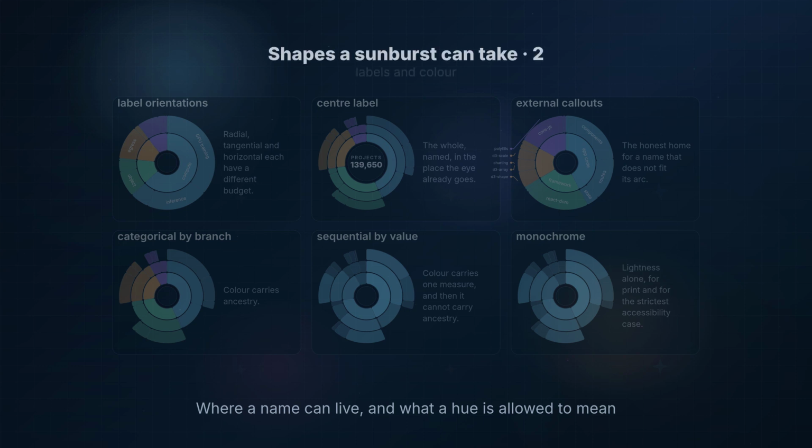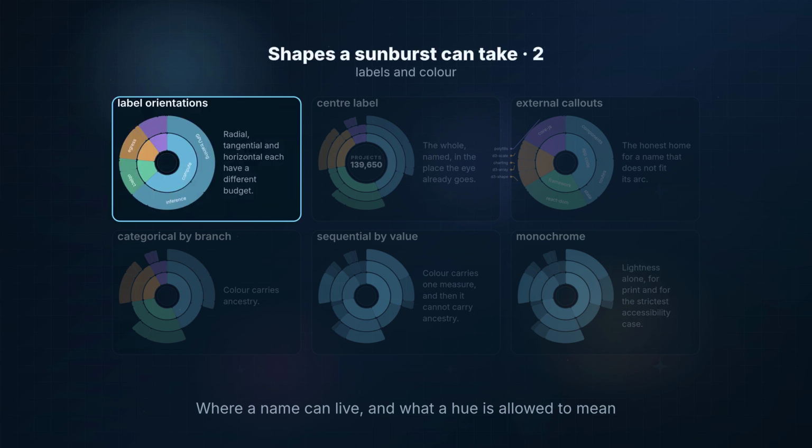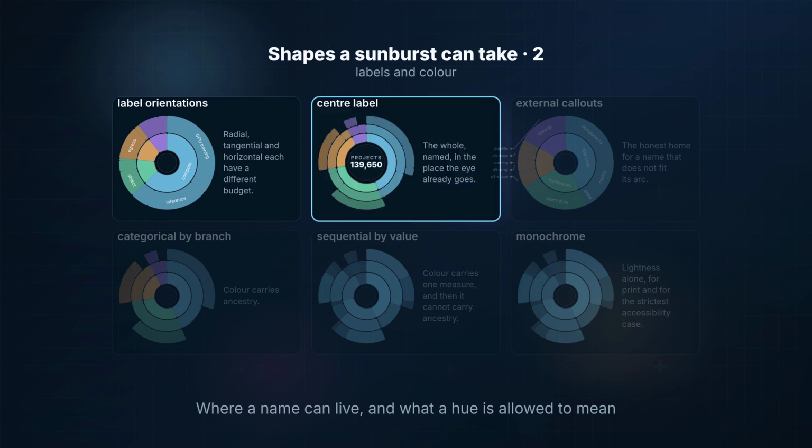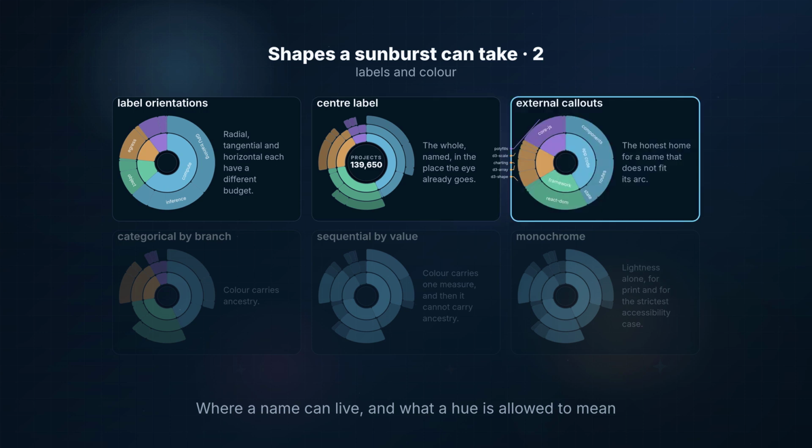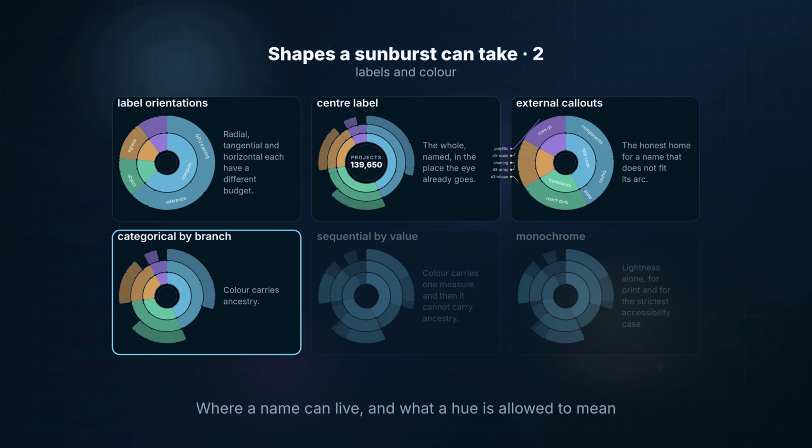Labels and color are where most sunbursts are won or lost. Each orientation has a different budget. A radial label gets the ring's thickness, a tangential one gets the arc's width, and a horizontal one gets whichever is smaller. Measure before you place, and when a name does not fit, a call-out with a leader line is its honest home. Never shrink type until it fits, because the reader cannot read it either.